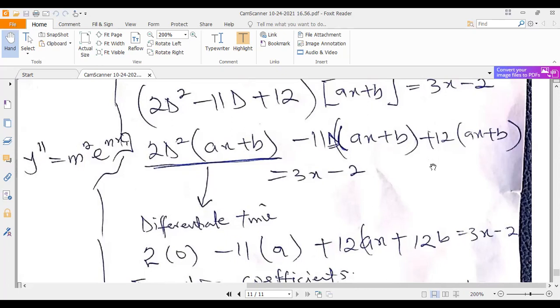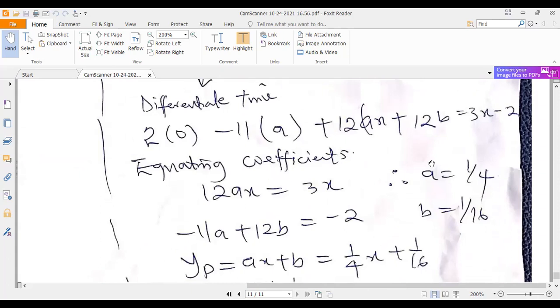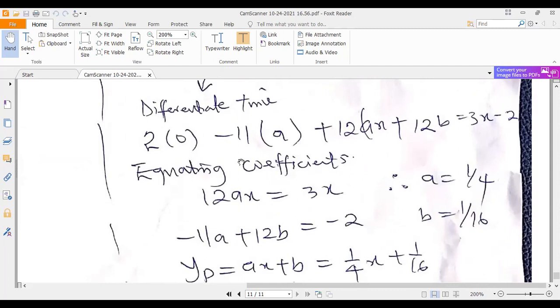If that is the case, I think we are good to go. We are going to equate the coefficients now. How do we equate the coefficients? Look at it: minus 11a, 12a multiplied by x, 12b, is equal to 3x minus 2. So if we have to equate the coefficients, we take 12ax is equal to 3x. We are only picking the one with x. So x will cancel x. Then what is a? a is 3 divided by 12, so we have a to be 1 over 4.